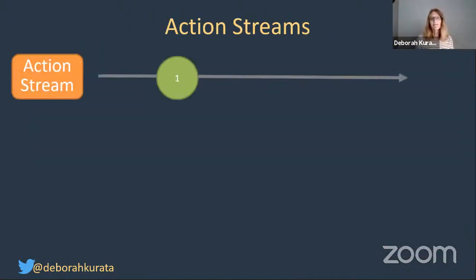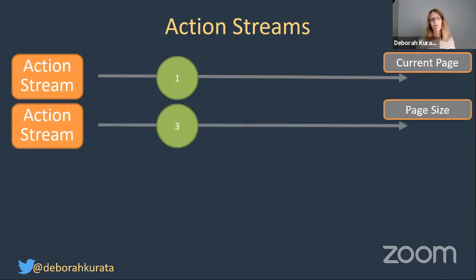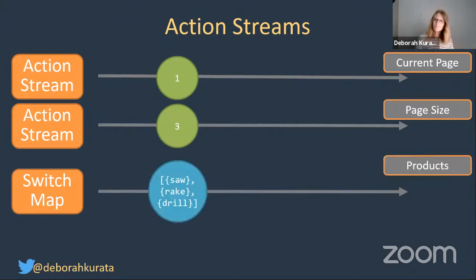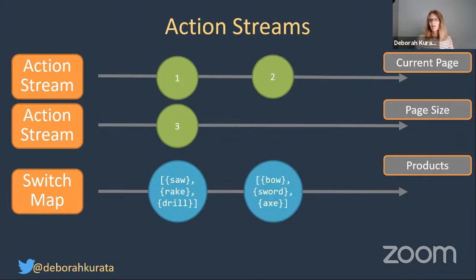Okay, so in this case, we don't really have a data stream. We have our action stream for the current page, our page size, and our switch map is going to be pulling down our data. So that would be our products. So our current page, again, we're skipping filter just for space. Our current page is 1, page size is 3, and we'll get back saw, rake, and drill. The user hits the next button, we'll get the next 3, bow, sword, and axe.